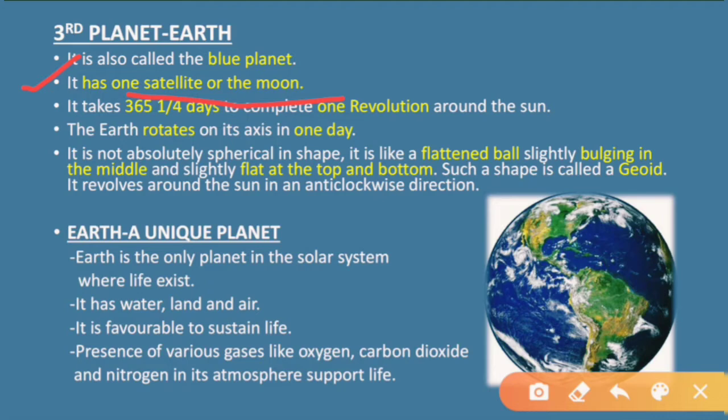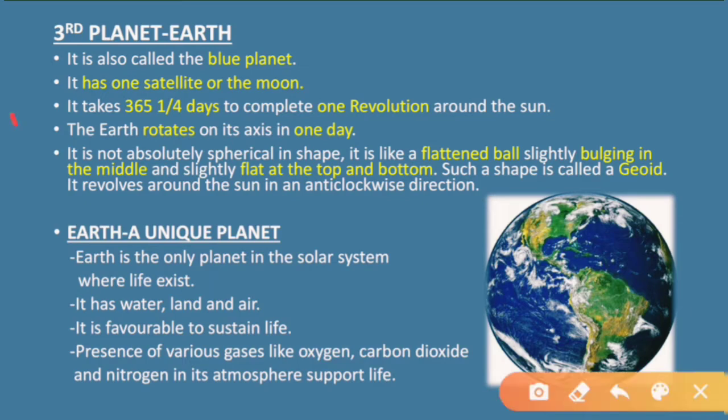Okay, so there is one satellite or moon, it is the same thing. Do not get confused. We call the moon our satellite also. The planet Earth has one satellite or moon, that you know very well. It has one moon.